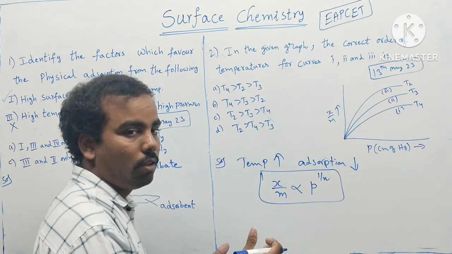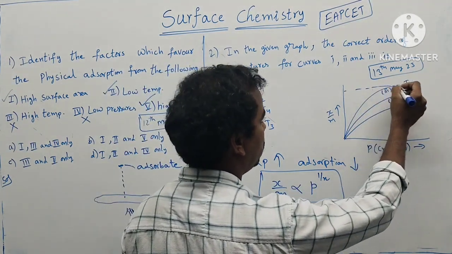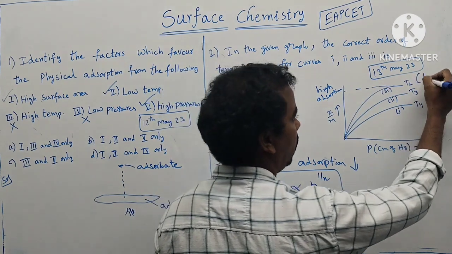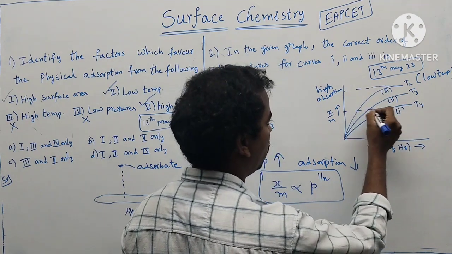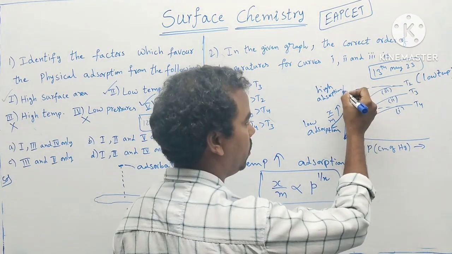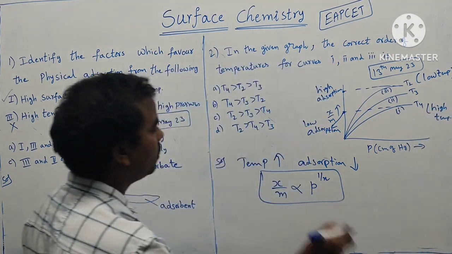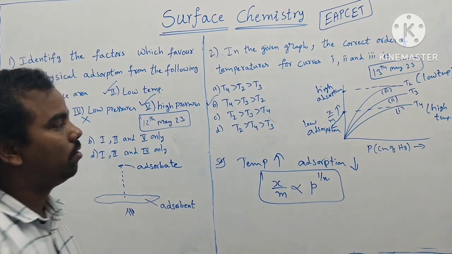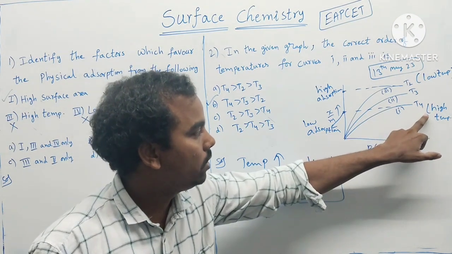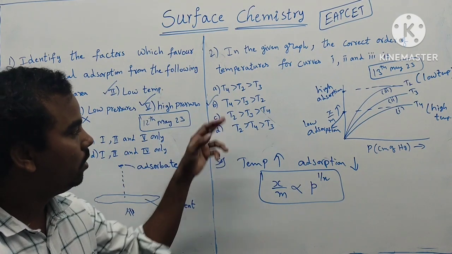But when temperature increases, adsorption decreases. Here adsorption is high, because the X by M value is more. High adsorption means low temperature. Here adsorption is low, the X by M value is low. Low adsorption means high temperature. So T4 is the highest temperature: T4 greater than T3 greater than T2. So answer B. Very easy. When temperature increases, adsorption decreases; at low temperatures, high adsorption.